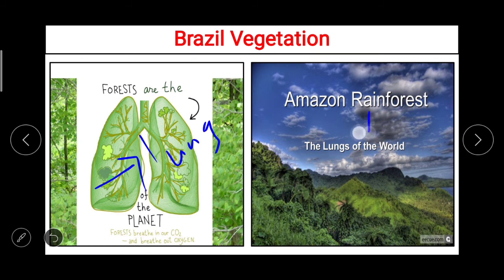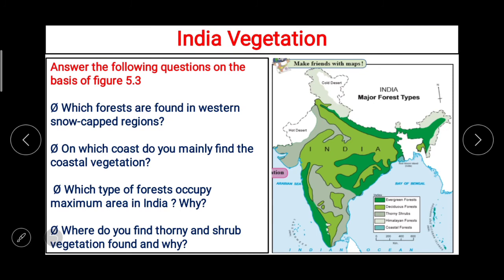And Amazon rainforest, the lungs of the world. Now India vegetation, again the figure 5.3 which you can see on the screen, and the questions based on it. Which forests are found in western snow capped regions? Now by observing the given figure and by reading the questions, you have to answer these questions at least.